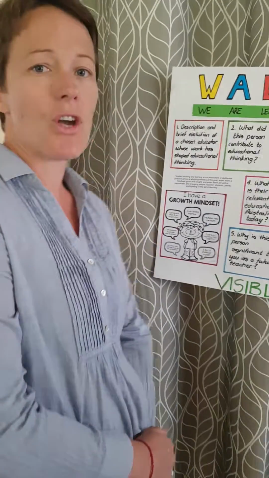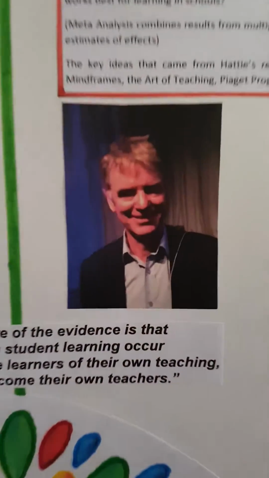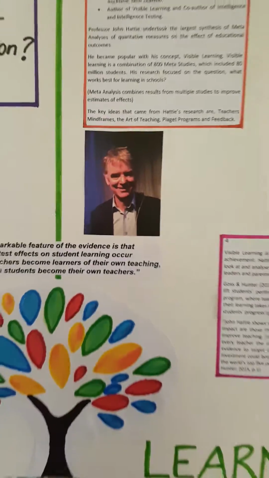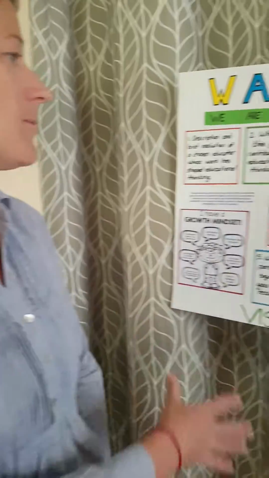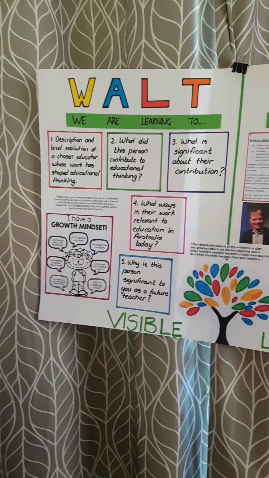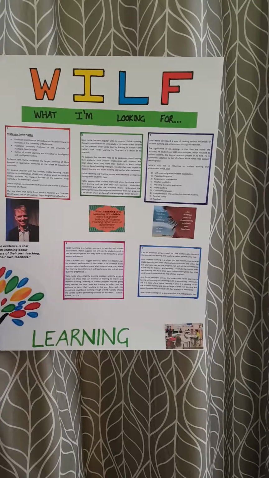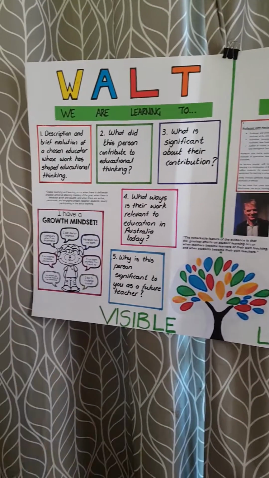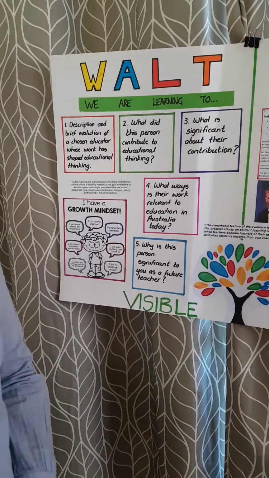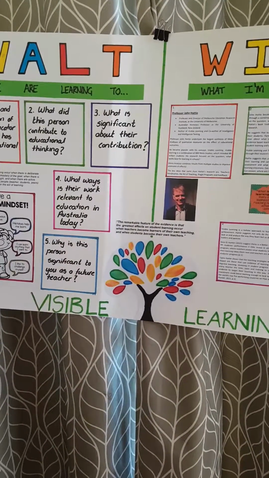The educator I've chosen is Professor John Hattie. There's a photo of him over there. John Hattie is the founder of Visible Learning, and this is pretty much one of the steps that John Hattie uses in order for students to be successful in their learning. He wants students to have the power to learn, be in control of their own learning and set their own goals. So I've used that as my example.